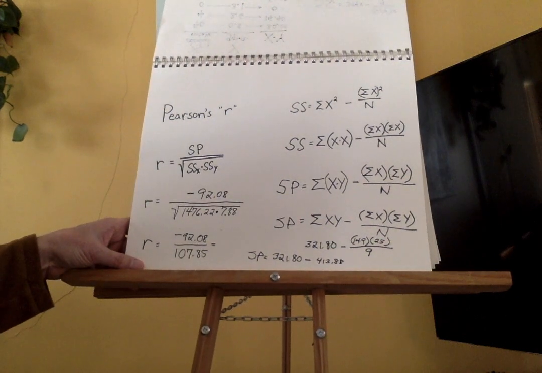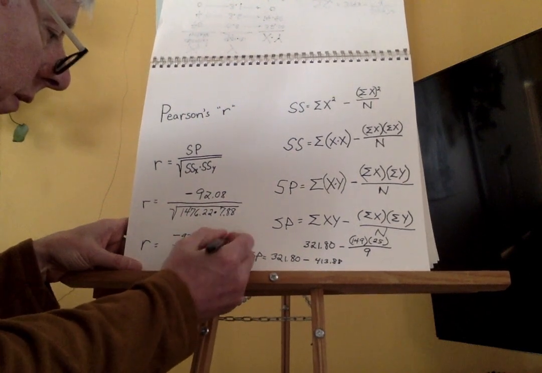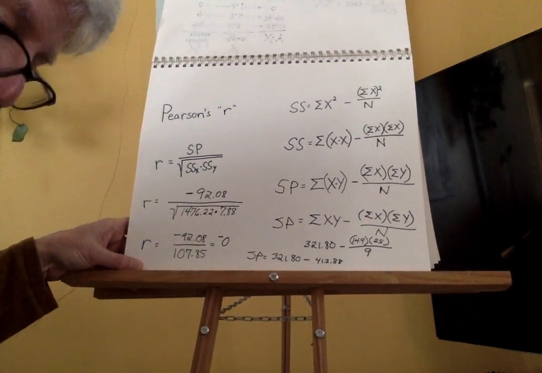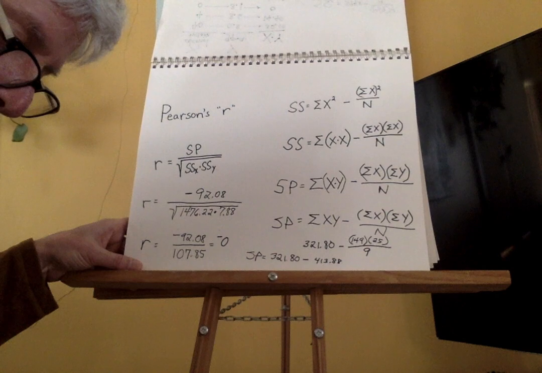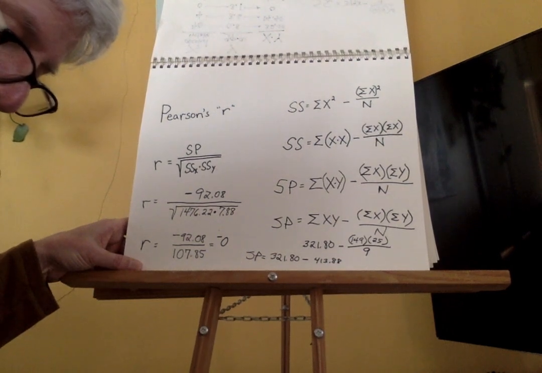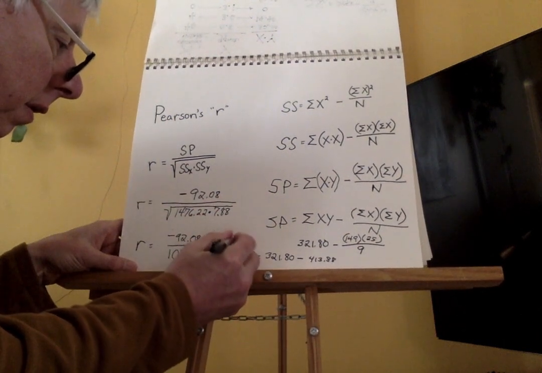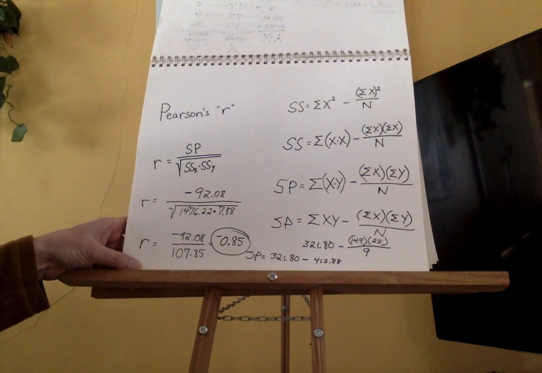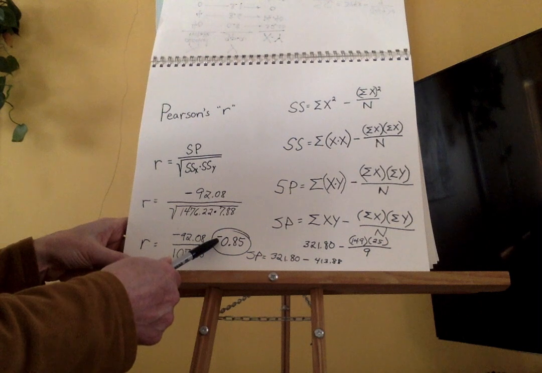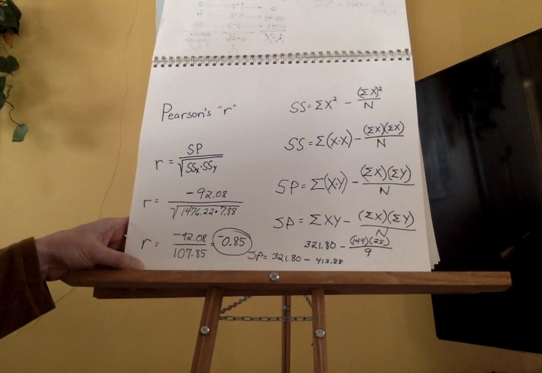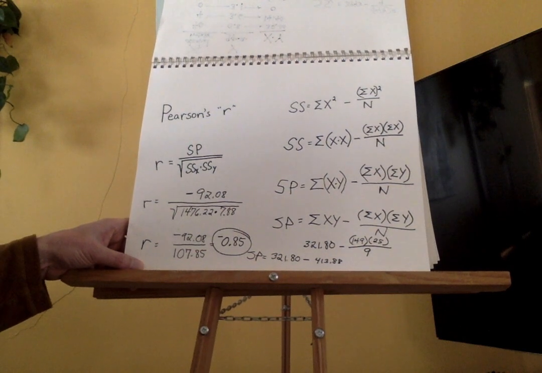For an R value of negative, let's do this, 92.08 divided by 107.85 equals, so we have an R value of negative 0.85, okay? An R value of negative 0.85. That's our Pearson's R in this case.